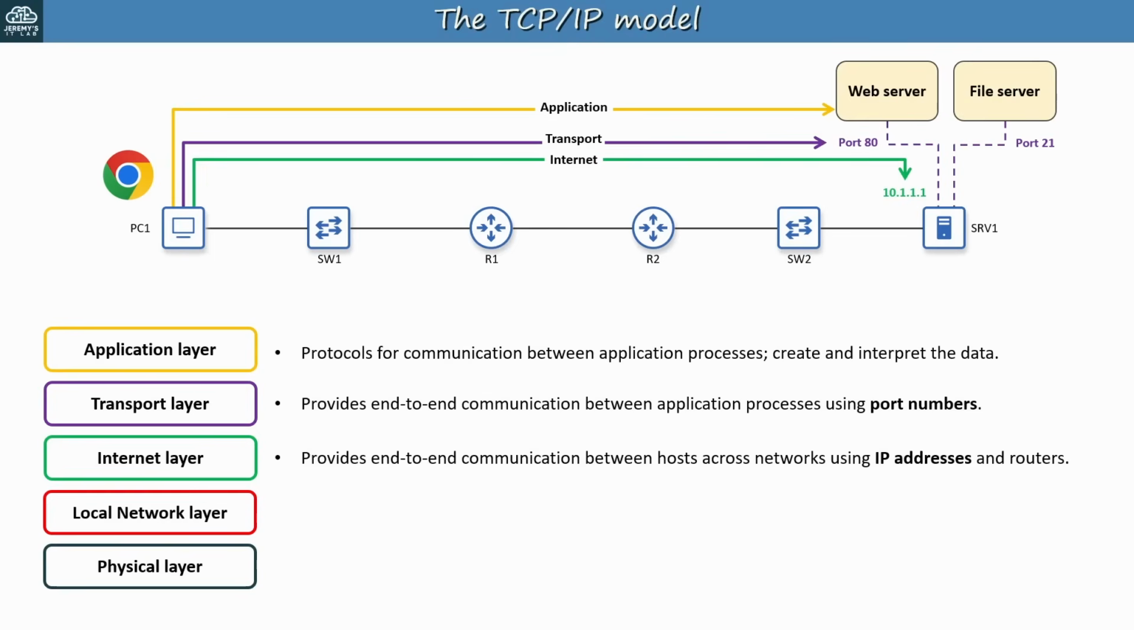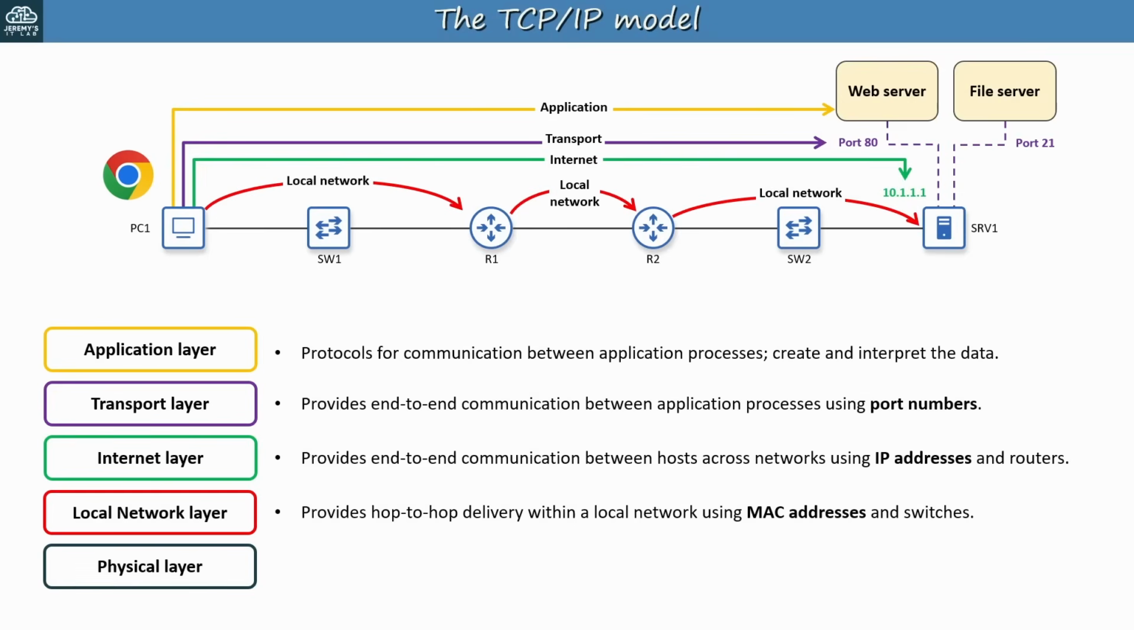So we're getting close to achieving our goal of getting PC1's request to server 1, but we're not quite there yet. There are several devices between PC1 and server 1, and we need to make sure the message is properly passed along between them. That's the role of the local network layer. Using protocols at this layer, such as Ethernet, each device sends the message to the next device on the local network. PC1 to R1 via switch 1, R1 forwards the message to R2, and finally, R2 forwards the message to server 1 via switch 2.